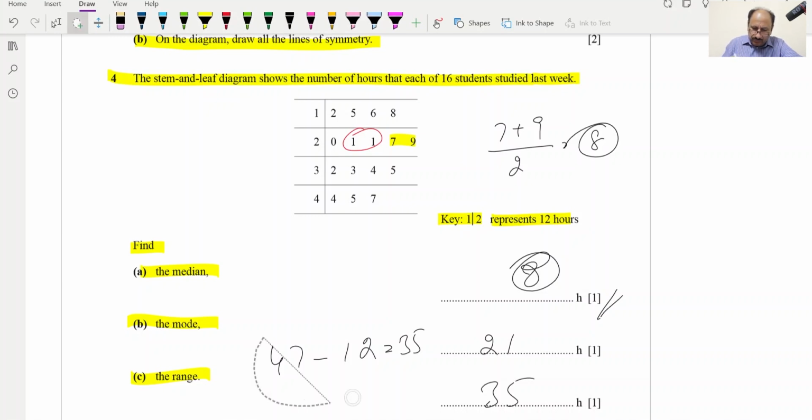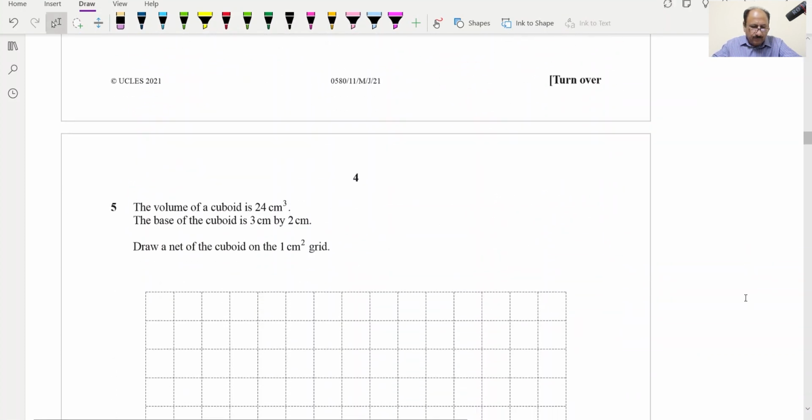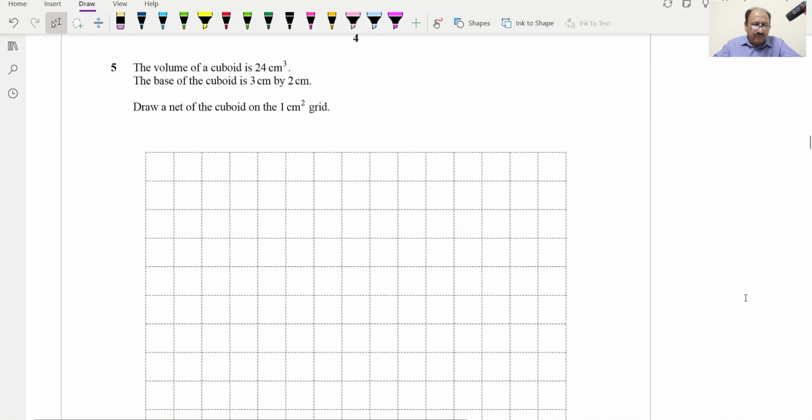So range, we can make it a little lower like this, then we can move ahead. So this will be question number 5. Question number 5 is net. The volume of a cuboid is 24. The base of the cuboid is 3 centimeters by 2 centimeters. Draw a net of the cuboid on the 1 centimeter grid.